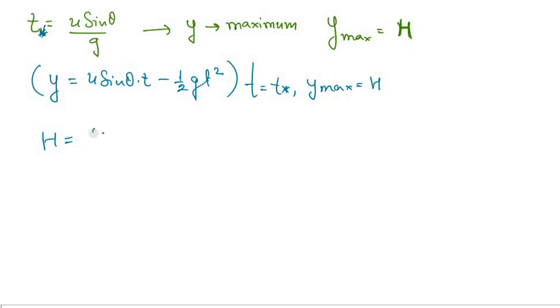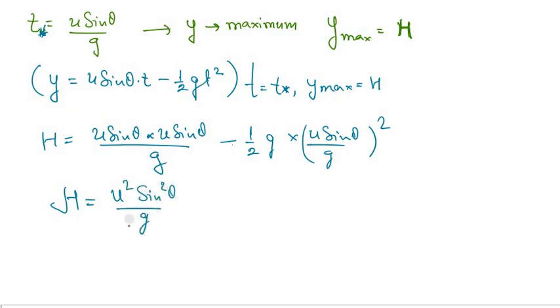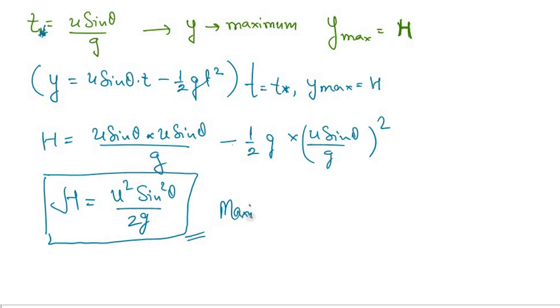So your h is equal to u sine theta multiplied by t, that is u sine theta upon g, minus half g into u sine theta upon g whole square. When you calculate it, you will get u square sine square theta upon 2g. So that is the expression for your maximum height at a given u and theta.